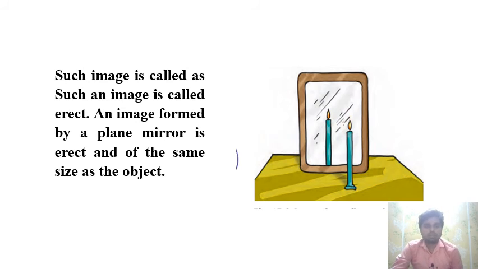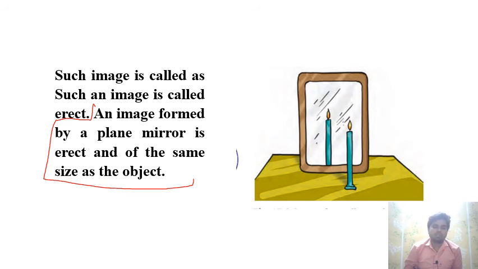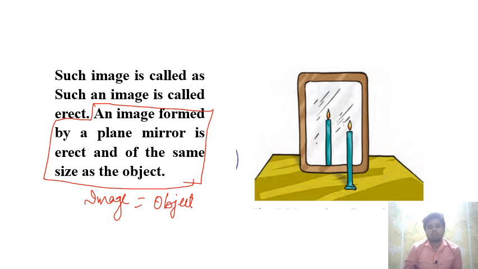Now student, see, such an image is called an erect image. An image formed by a plane mirror is erect and of the same size as the object. So this is the inference of the plane mirror. What is the inference, student? The image that is formed is of equal size. Image will be equal to the size of the object. Clear?